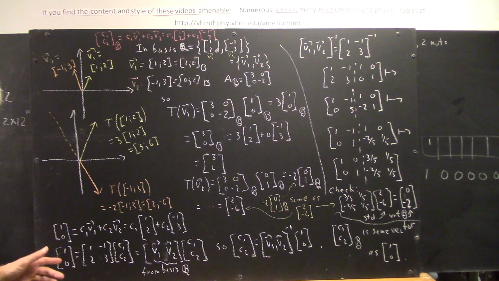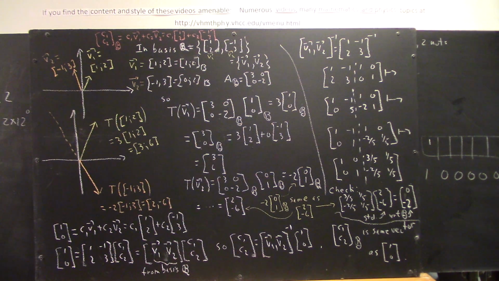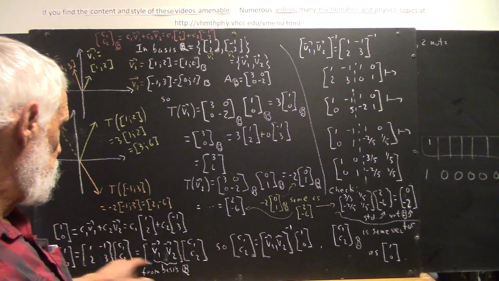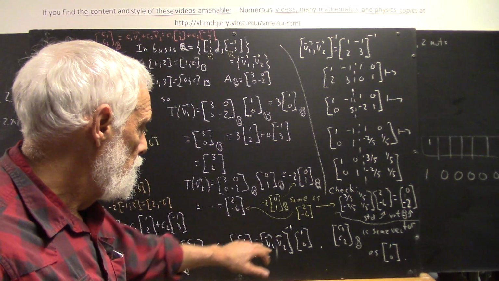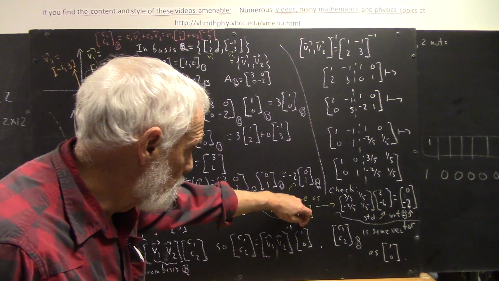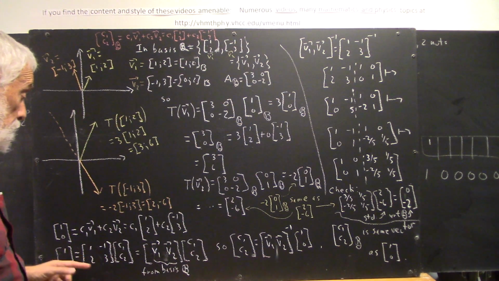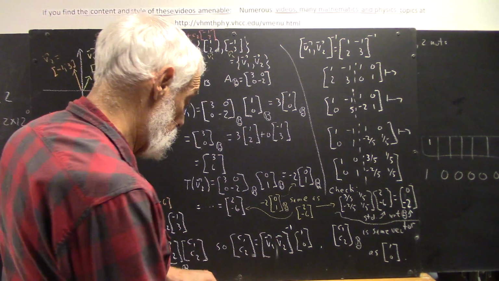Well, if 1, 0 equals this matrix times c1, c2, then c1, c2 is this matrix expressed this way. Let's get rid of the comma. It's going to be the inverse of this matrix times 1, 0. So to find c1, c2, we invert this matrix and multiply by 1, 0. That's a very familiar step.